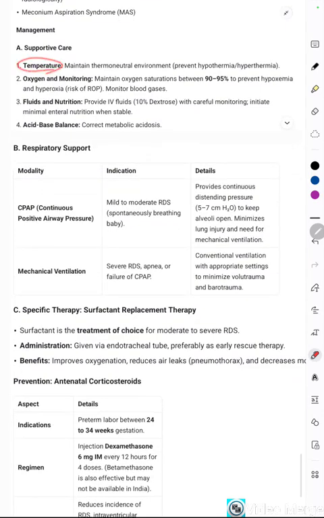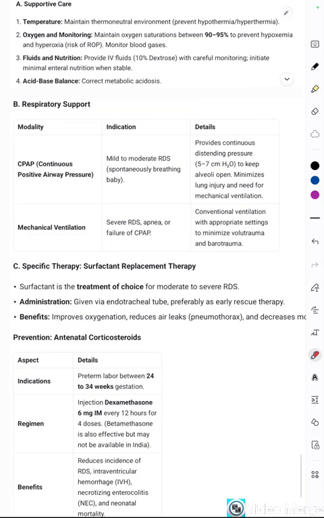Maintain euthermia in the patient. Maintain oxygen by CPAP, and prevent hypoxemia as well as hyperoxia, because there is a risk of retinopathy of prematurity. Then fluids and nutrition should be maintained by giving IV 10% dextrose, and acid-base balance by correcting the metabolic acidosis. The respiratory support in mild to moderate respiratory distress is given by CPAP, continuous positive airway pressure.